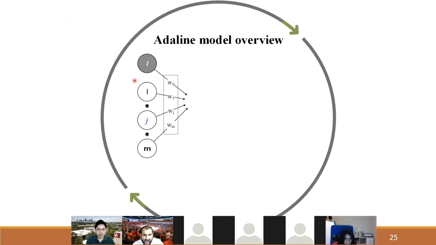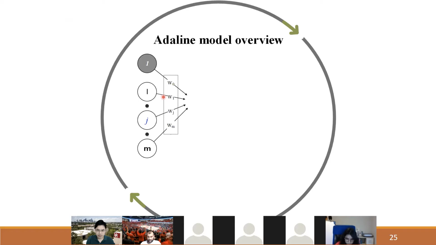And there's an additional bias term, which is sort of part of the input data, but it's always going to be one. It's similar to the intercept term of the linear regression model. So that's it with the simple setup.